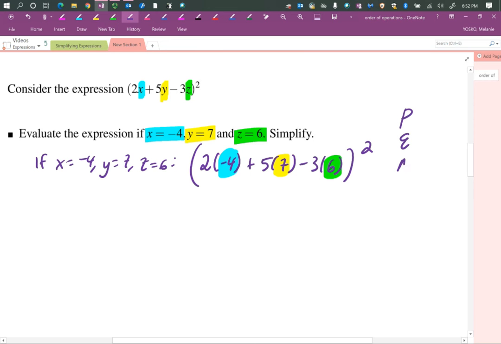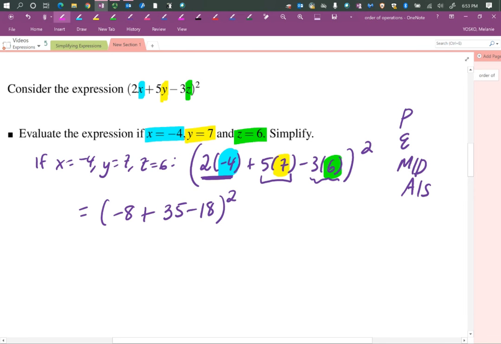Remember order of operations. Inside parentheses first, then exponents, then multiplication or division, whichever comes first from left to right. And addition, subtraction, whichever comes first from left to right. So we work inside the parentheses first. And inside the parentheses, we're going to do multiplication. So this is going to be 2 times -4, that's a -8, plus 5 times 7 is 35, and then this one right here, minus 3 times 6, so 6 times 3 is 18, and we have a negative sign, squared.